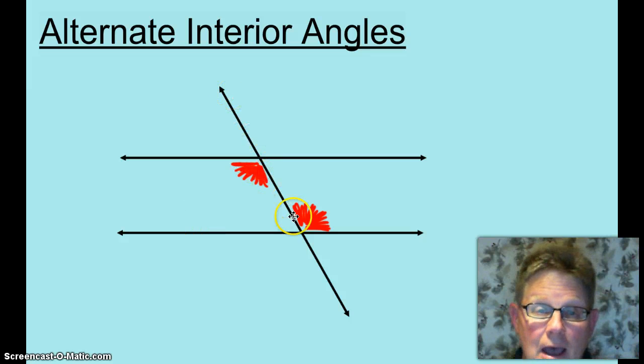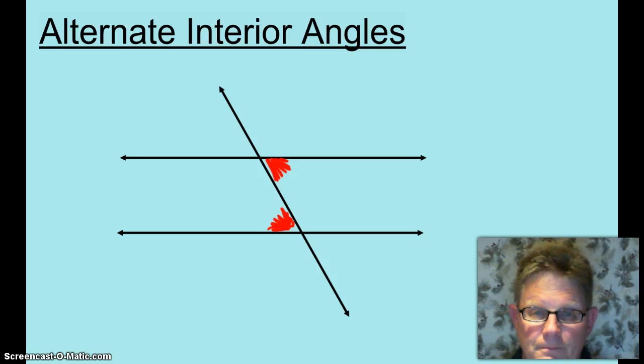Those are called alternate interior. Alternate because they're on opposite sides of the transversal. Interior because they're inside the bounds of these two lines here. That's why they're called alternate interior. The other pair of alternate interior angles are right there. Kind of reminds me of school bus flashers going on here. Alternate interior angles. I'm having fun with this. I don't know if you are, but I am. Those are alternate interiors.